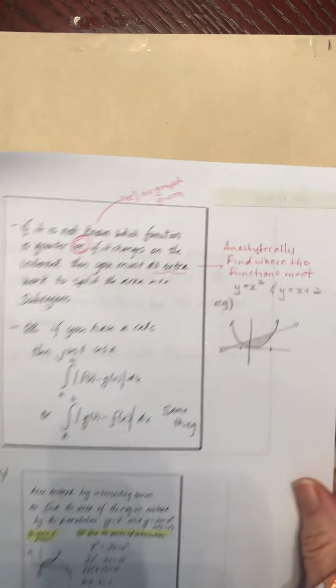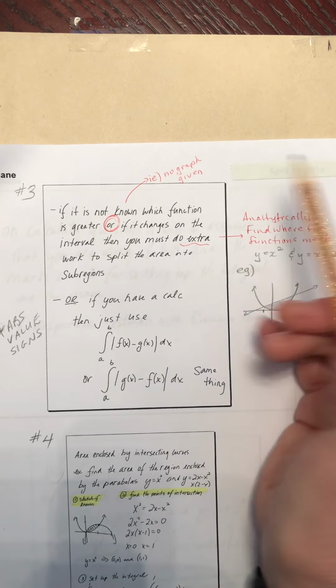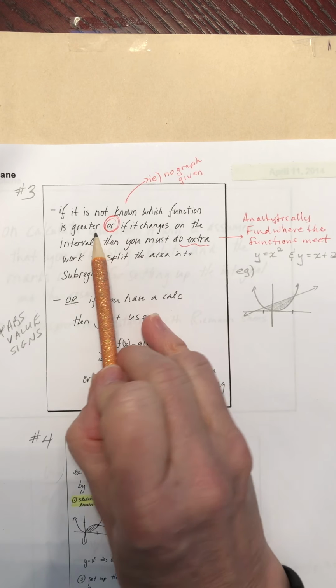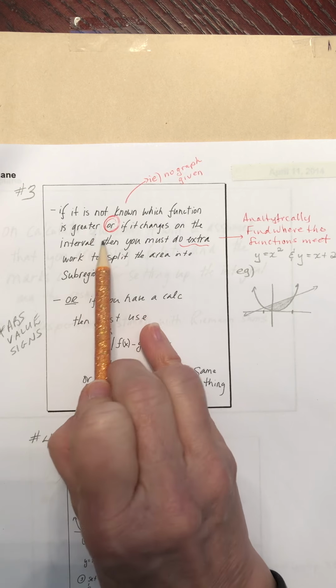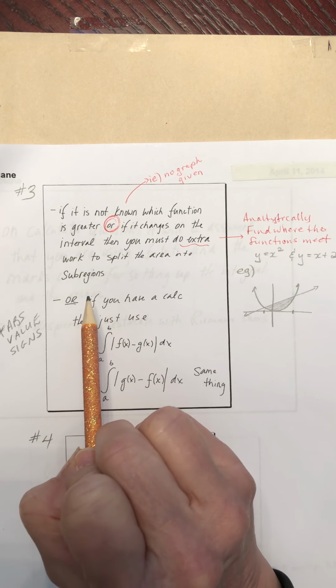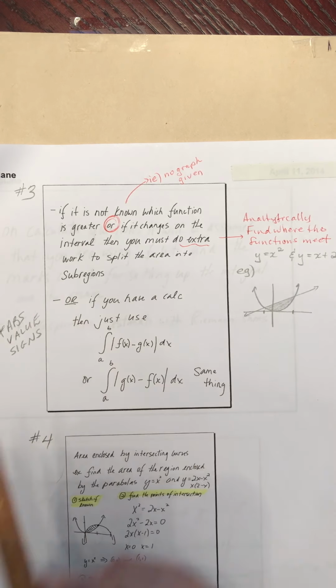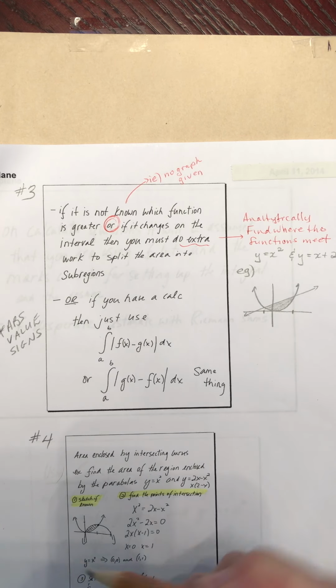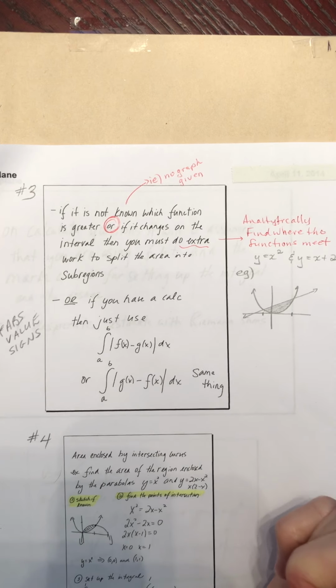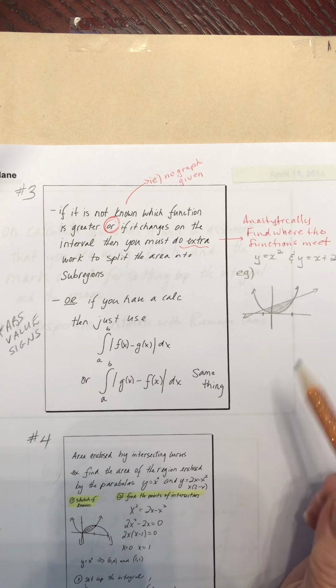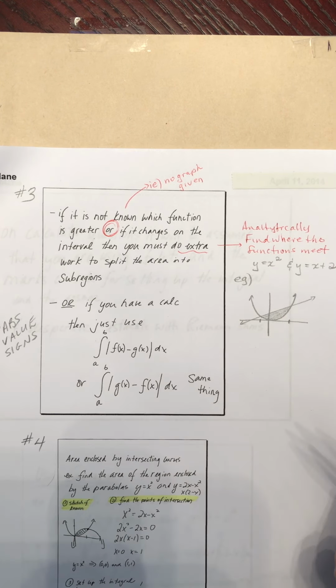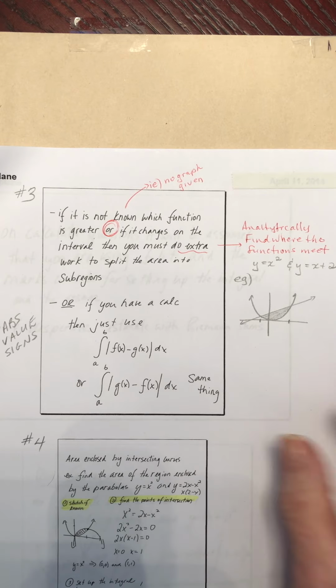Okay. All right, going on to the third box. There's what that is referring to. If you don't know which one is greater, in other words, the higher, or sometimes they change. Graphs can cross. So a minute ago, something was the higher graph, and then after the point of intersection, it's the lower graph. That becomes an issue too. You might have to do some algebra. You might have to algebraically, analytically find where the functions meet.